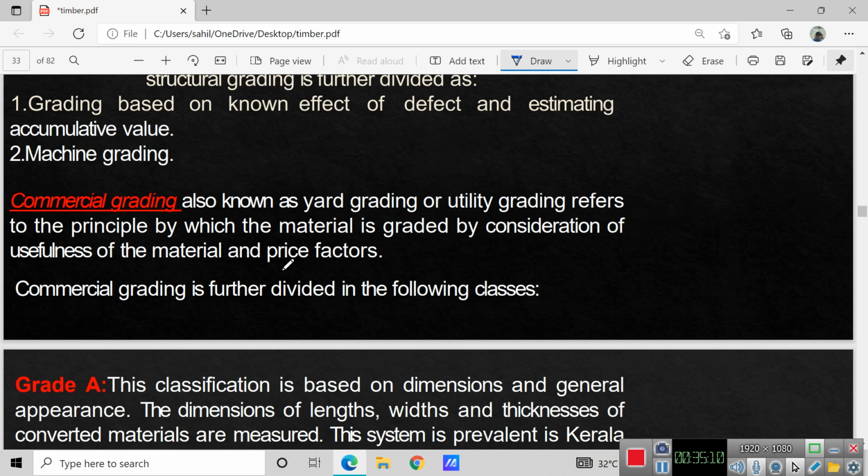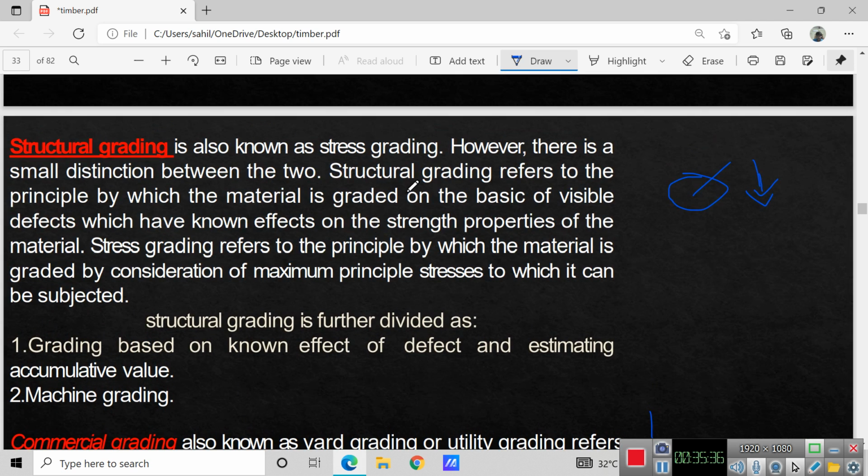Now, commercial grading, also known as yard grading or utility grading, refers to the principle by which the material is graded by consideration of the usefulness of the material and price factor. So, in case of commercial grading, the material is classified on the basis of price factor and usefulness of material. Price factor and usefulness of material, these are the two factors. And in case of structural grading, consideration of maximum principal stress and material visible defects.